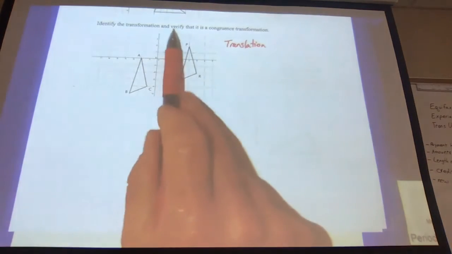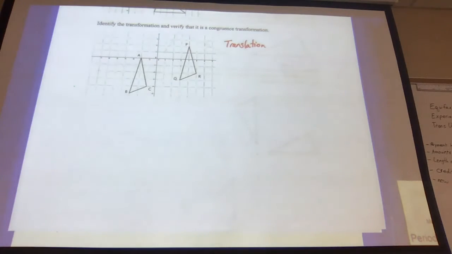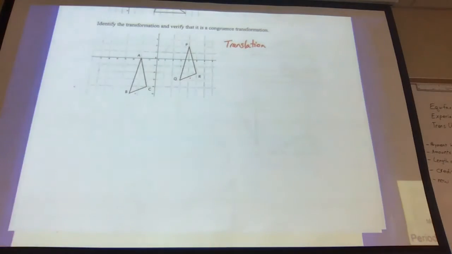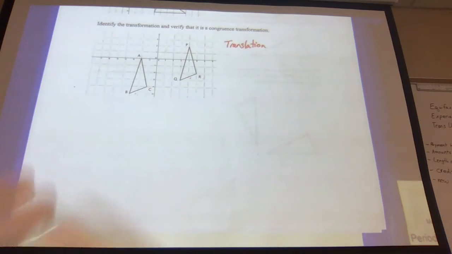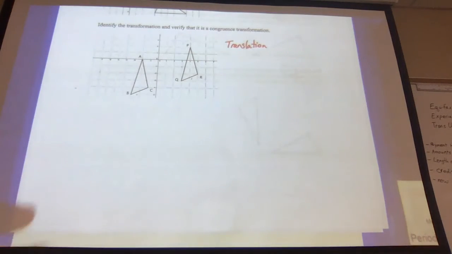And then for the verifying part, we're going to verify it's a congruence transformation. Remember, congruence transformation, the size does not change when you move the shape. So you can see these shapes are the exact same size. What we're going to do is prove that they're the exact same size, and we're going to do that by showing that all 3 sides on each triangle end up being congruent to each other. The corresponding sides end up being congruent.